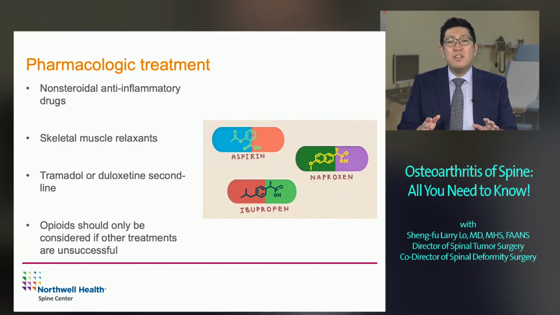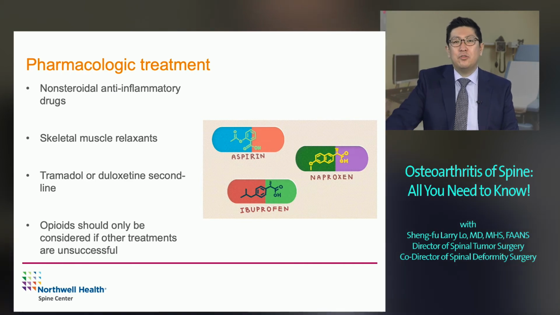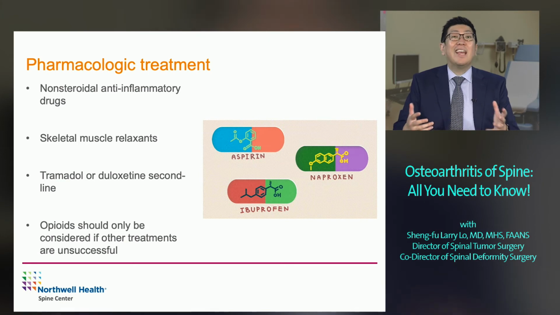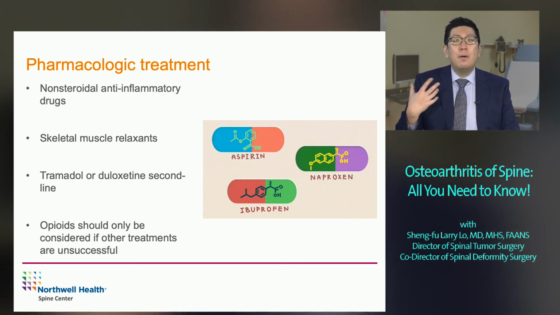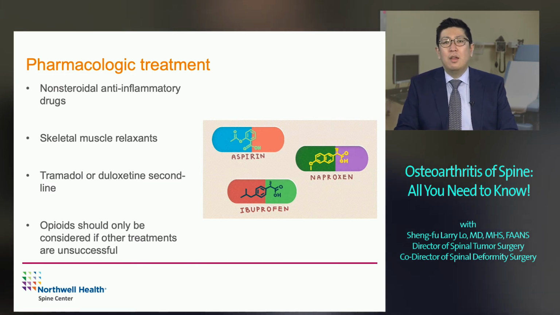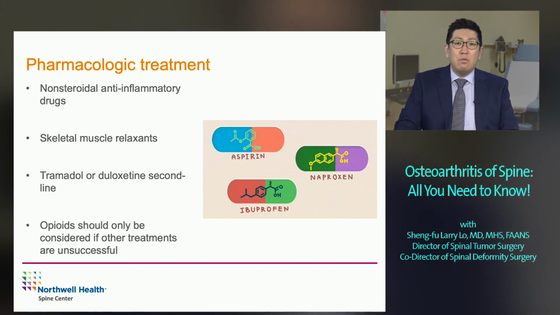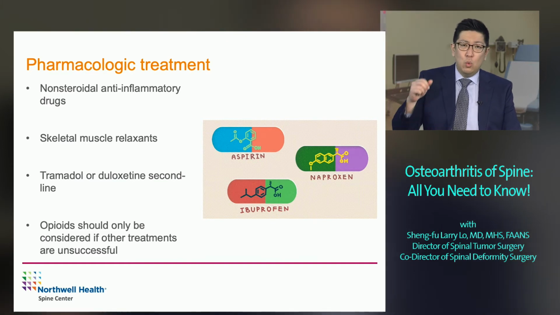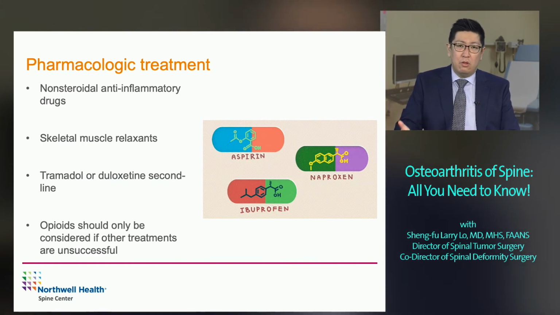If for whatever reason those modalities are not working, then the next step is pharmacologic treatment, or using medications. Basically the most common medication we prescribe is non-steroidal anti-inflammatory drugs such as aspirin, ibuprofen, or naproxen. These are readily available over the counter. Sometimes we also use muscle relaxants, which can help loosen up the muscles for an acute episode of low back pain.